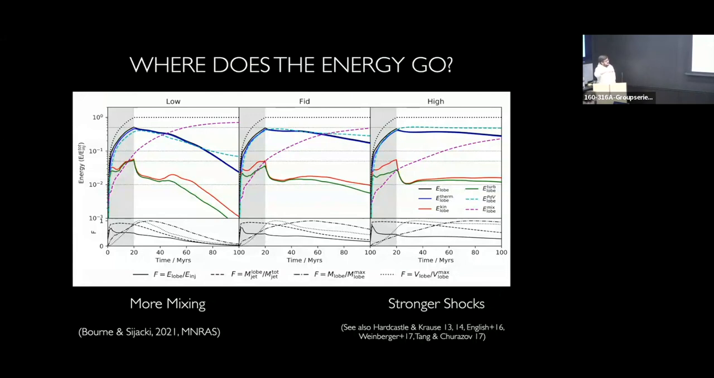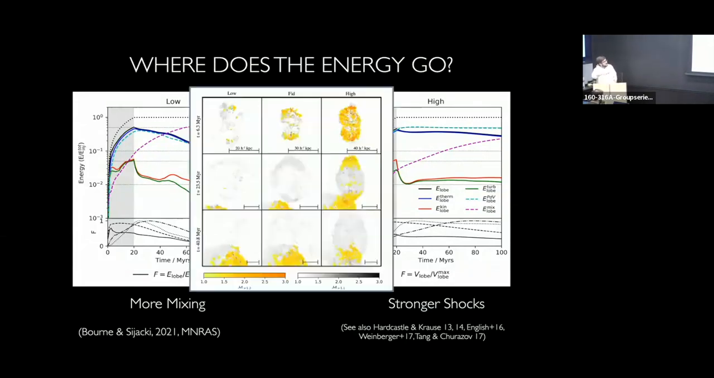We find that the low power jets are more susceptible to being mixed with the ICM. The higher power jets, as you expect when you have more rapid lobe inflation, end up driving stronger shocks. This is illustrated here. So the high power jet, we have stronger, longer lived shocks. Even after the jet's turned off, you have some residual motion of the cocoon that's driving shocks in this case.